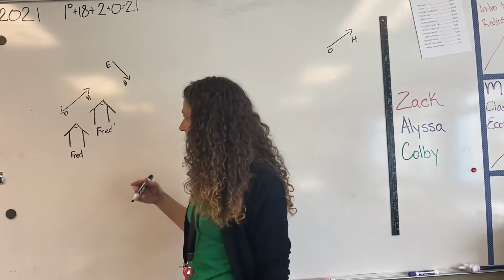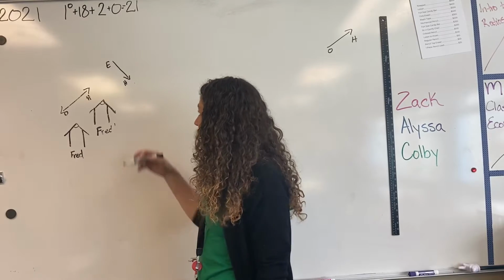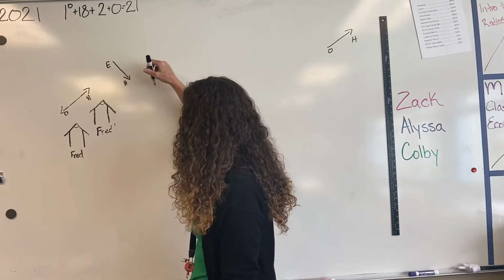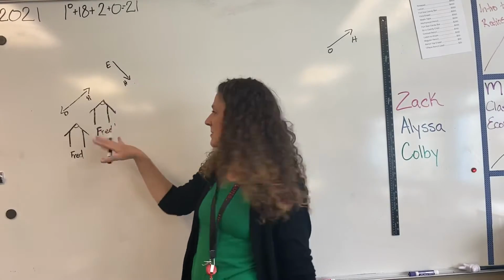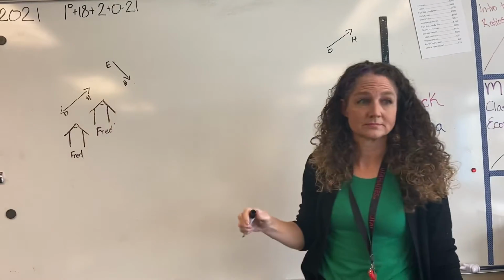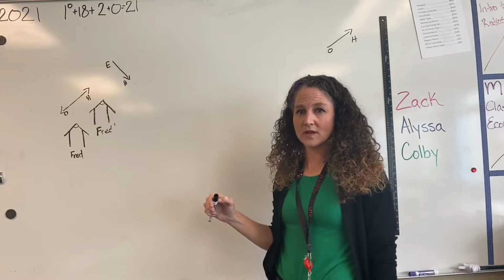Okay? What about vector FH? Vector FH would take Fred double prime, which I erased, back to Fred Prime. Okay? Should we do another one of those?